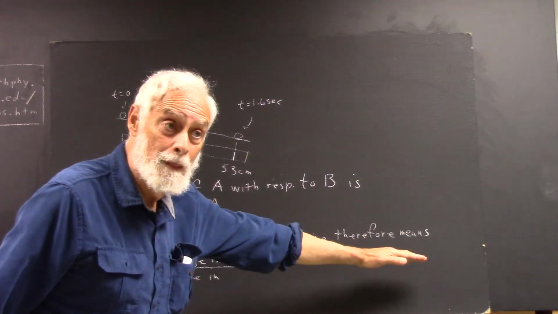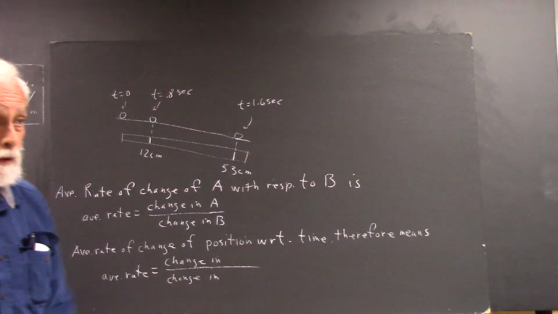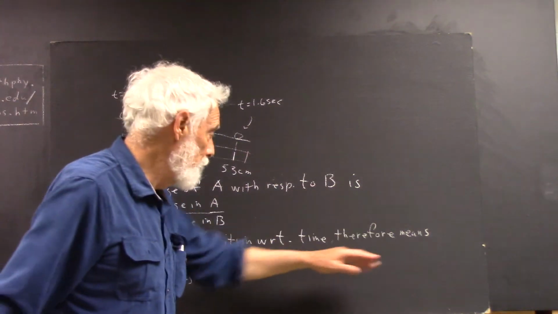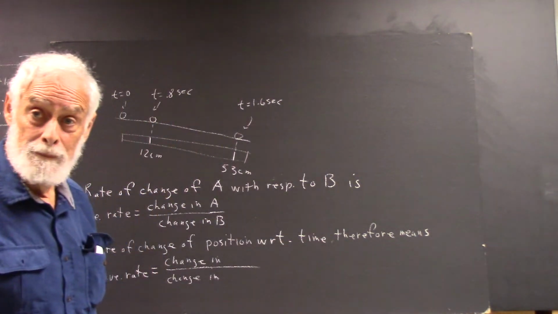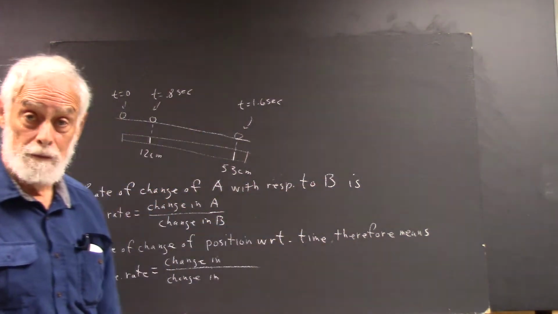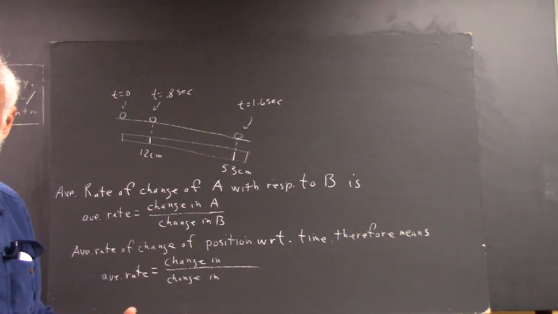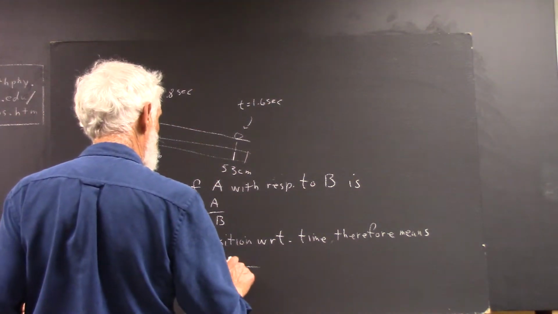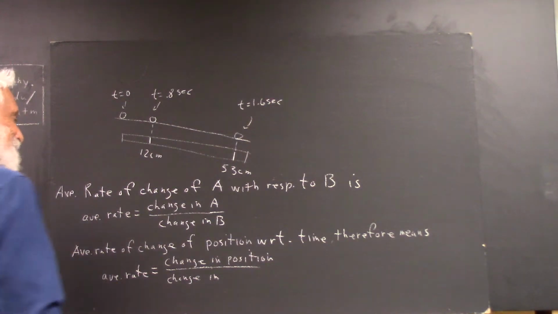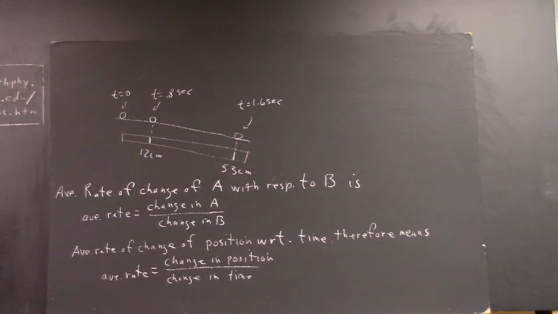I've got some words here that are the same as the words I had up here, but most of the words are the same. What words are different? If you read this statement, average rate of change of position with respect to time, what don't you see from up here? Do you see A? No. Is A in here anywhere? Position. Is B in here anywhere? Is there something here in place of A? Yes. So what is it? Change in position over change in time. Good.